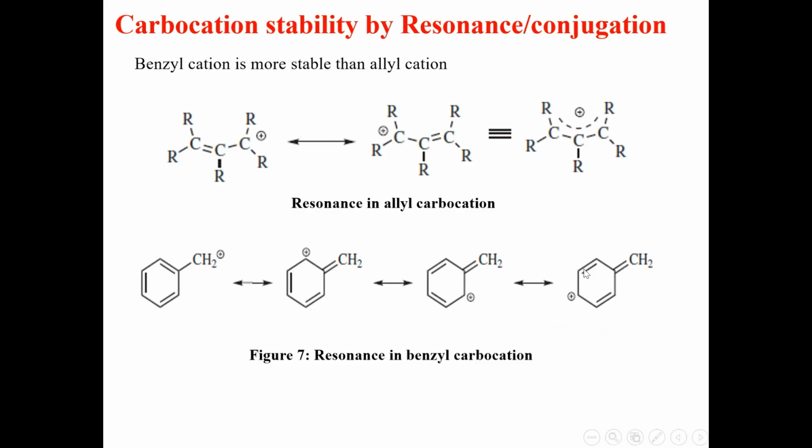Here there are more canonical forms. Here only two canonical forms are possible in allyl cation. That's why it is less resonance stabilized, and hence allyl cation is less stable than benzyl cation. Likewise, benzyl cation is more stable than allyl cation, which is more stable than simple propyl cation, as it does not have this resonance effect. It can only have positive inductive effect and a hyperconjugative effect.